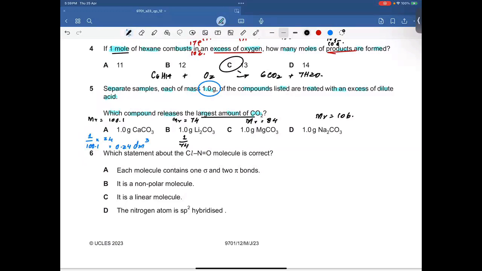Since lithium carbonate and carbon dioxide have the same molar ratio according to the equation, if 1 mole equals 24 dm3, then how much volume do these moles give you? We need to multiply by 24. You will get 0.32 dm3.